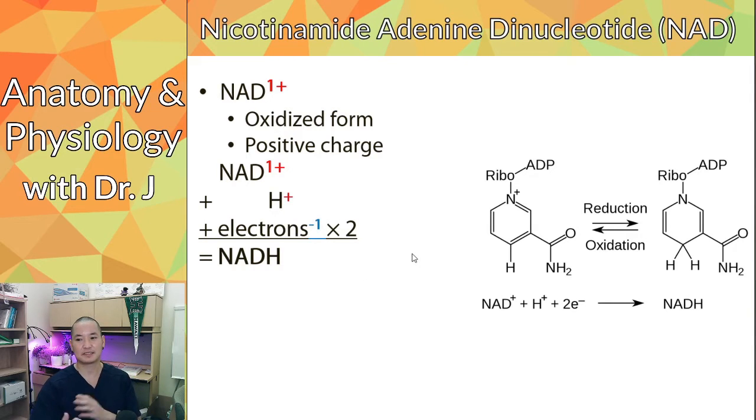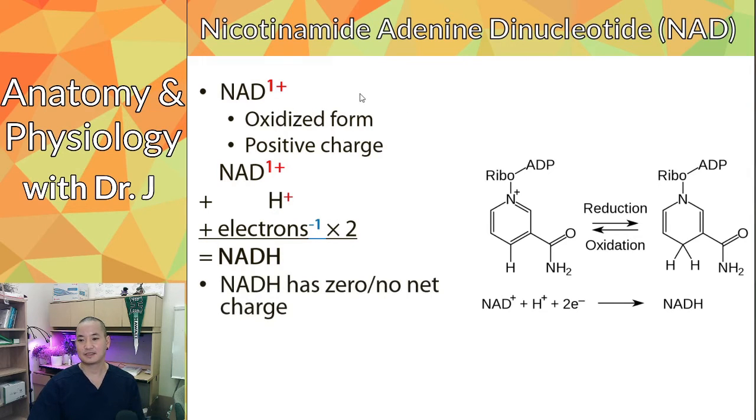So this is why these molecules are important. They're ways of storing both protons and electrons. And this is why you go from NAD plus to NADH. These electrons reduce the overall charge of NAD plus.